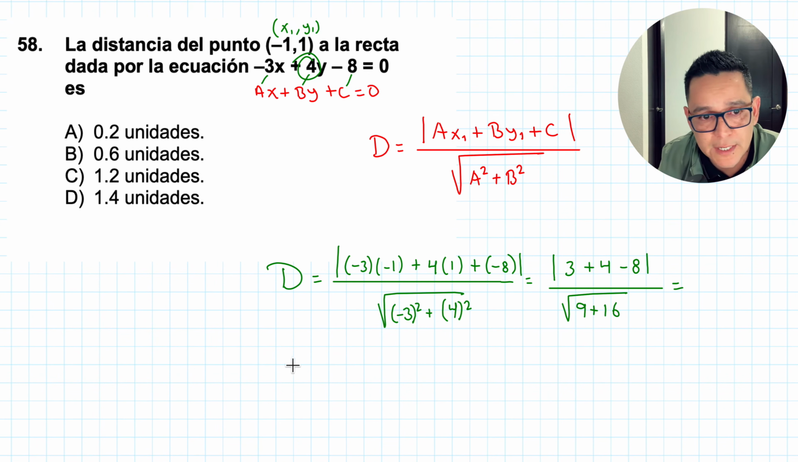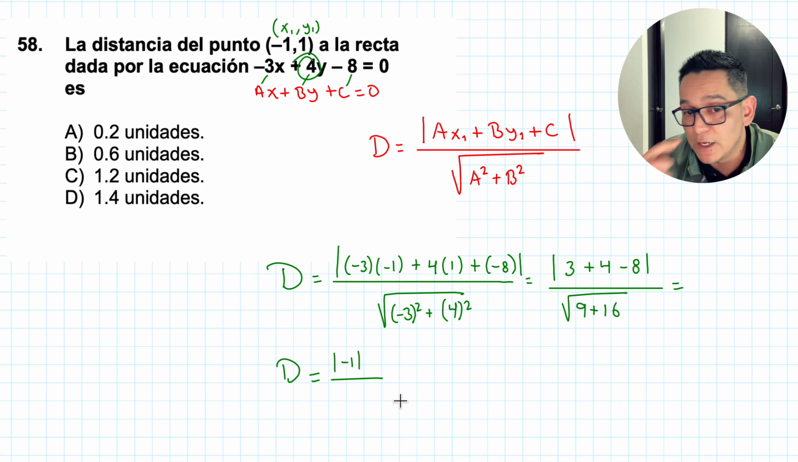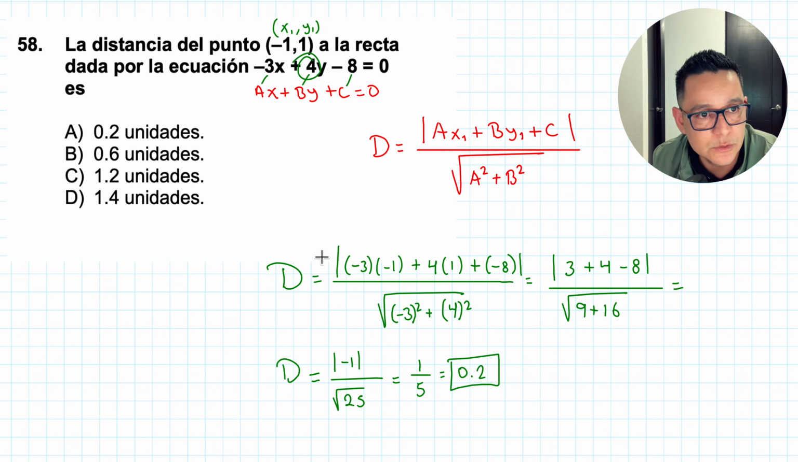Let's continue over here. So I have that the distance is equal to the absolute value, again, of 3 plus 4, which is 7, and 7 minus 8 is equal to -1. So I end up with the absolute value of -1. And down here, we have the square root of 9 plus 16, that is, the square root of 25. Let's continue. The absolute value of -1 is 1 over the square root of 25, which is 5, and 1 divided by 5 is 0.2. Would this be the solution? That's right.